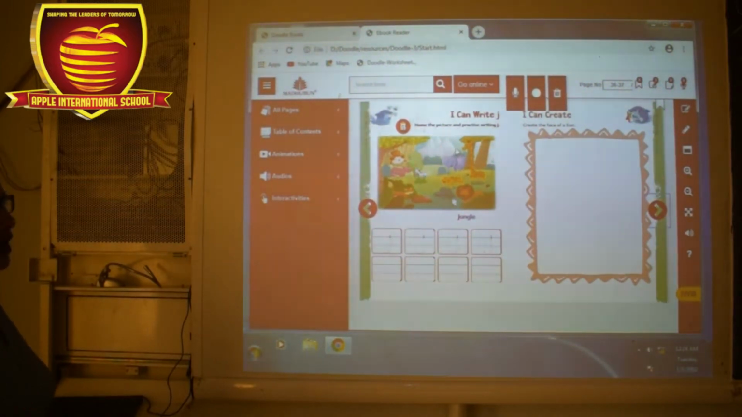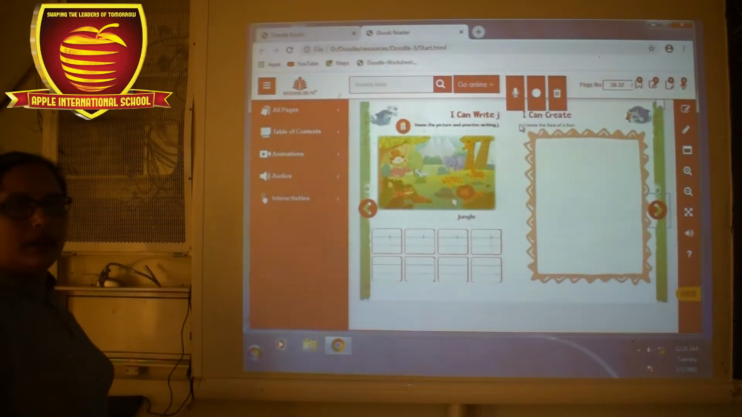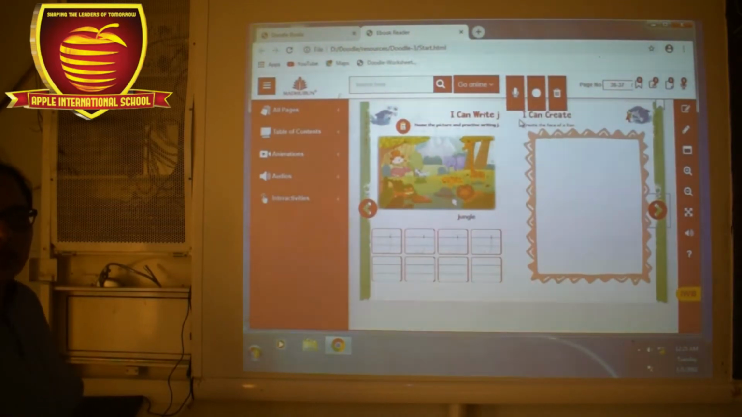Okay. Now see on this page, create the face of a lion. Students, take one drawing sheet and draw a face of a lion, the face of a lion, and paste here.